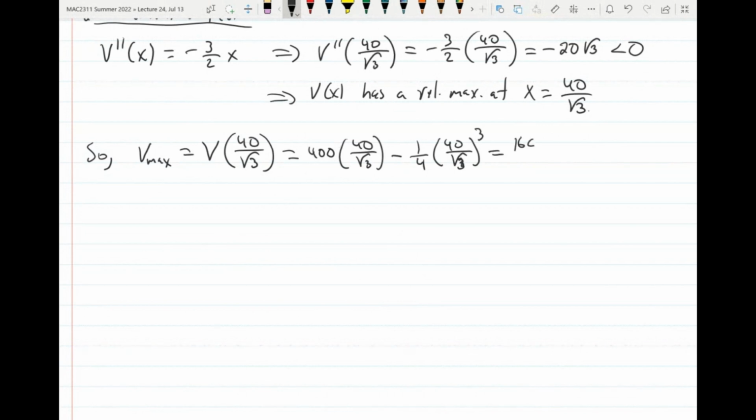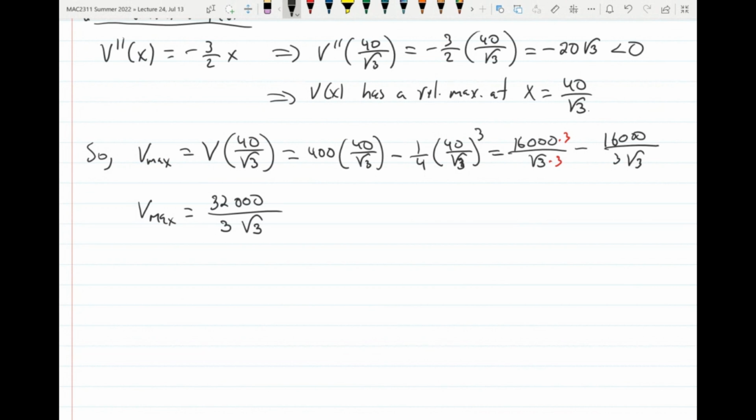So what is this? 16,000 over the square root of 3 minus, so 40 cubed divided by 4, 16,000 over, and then square root of 3 cubed, that's 3 square root of 3. I'm going to combine these, multiply the total volume by 3. So we get that the maximum volume is, okay, so 3 times 16,000 minus 16,000, that's 2 times 16,000, which is 32,000 over 3 square root of 3.